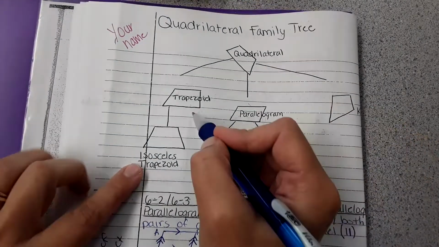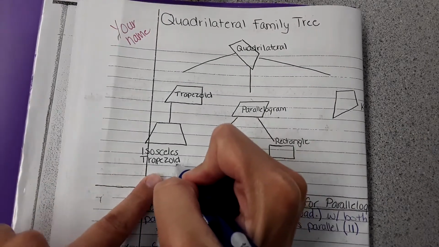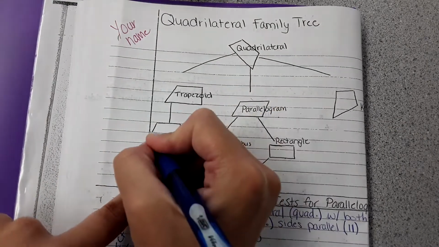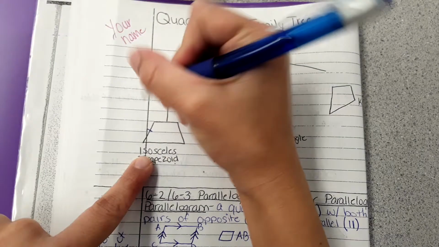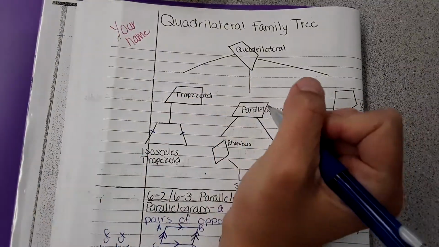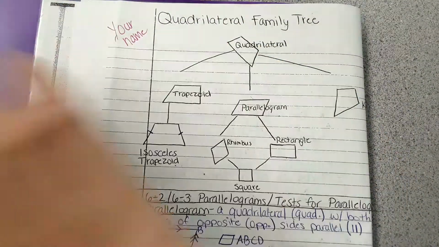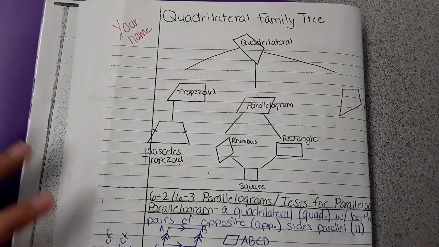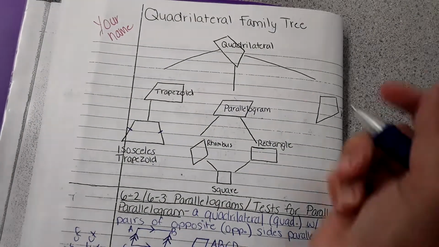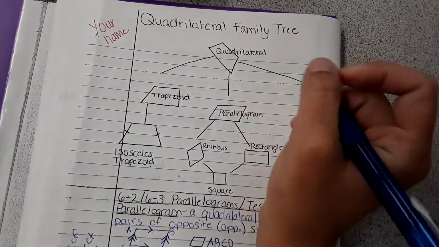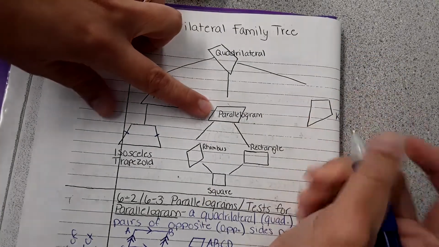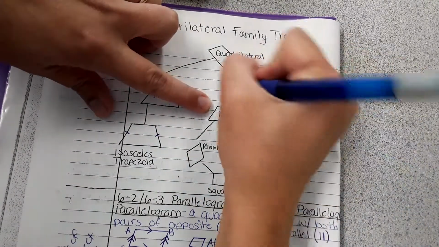Then trapezoid had a baby called isosceles trapezoid, which is also a trapezoid, but these two sides are the same length. And we'll go more into depth about trapezoids in a later lesson. Parallelograms is where we're focusing today, and we focused yesterday. So a parallelogram, by definition, has 2 pairs of parallel lines.